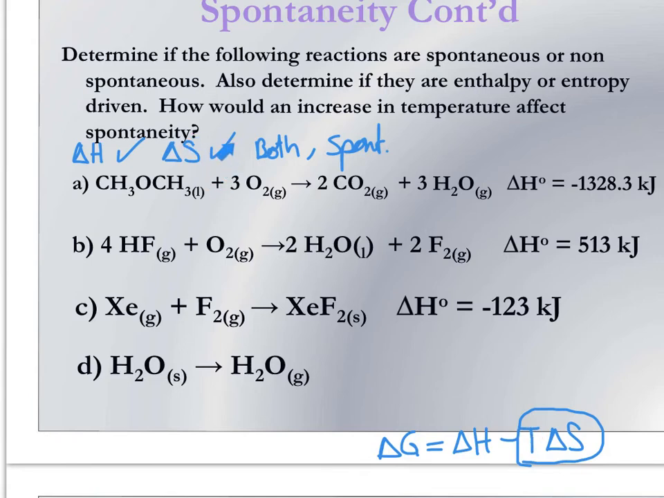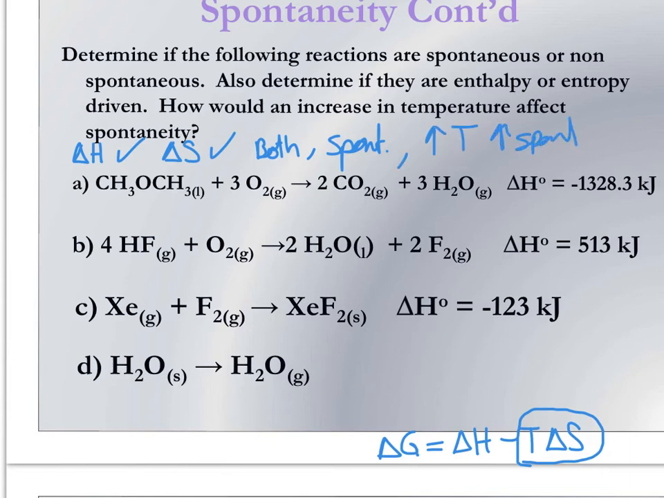If delta S is favored, that means that if I increase the temperature, it becomes even more favored, more spontaneous. If delta S is not favored, then I increase that effect, and so it's even less favored, and so spontaneity would decrease. So in this case, if I increase the temperature, I increase the effect of delta S, which is agreeing that it should go, and so it increases in spontaneity.